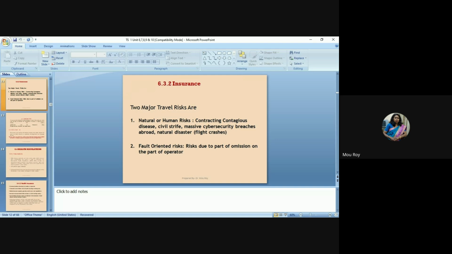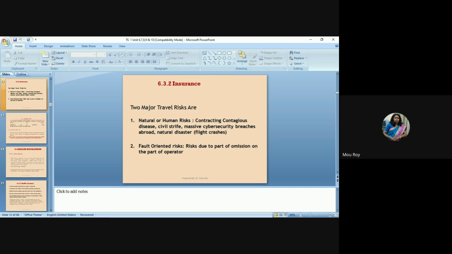Now, insurance. When you travel abroad, insurance is a very important factor which is required. The reason is that there are two major travel risks involved. One is the natural and human risk. Suppose you face civil strife, contagious disease, cyber security breaches abroad, or a natural disaster like flight crashes.